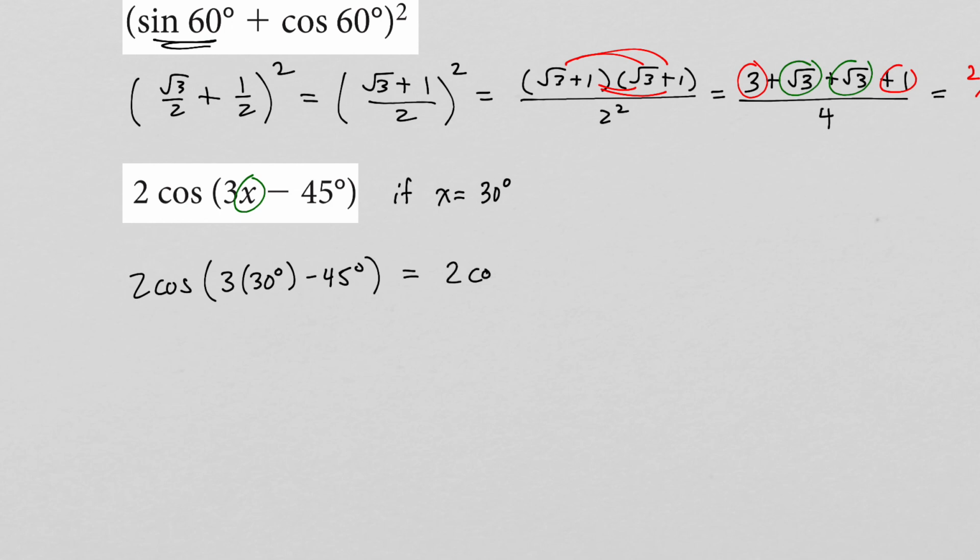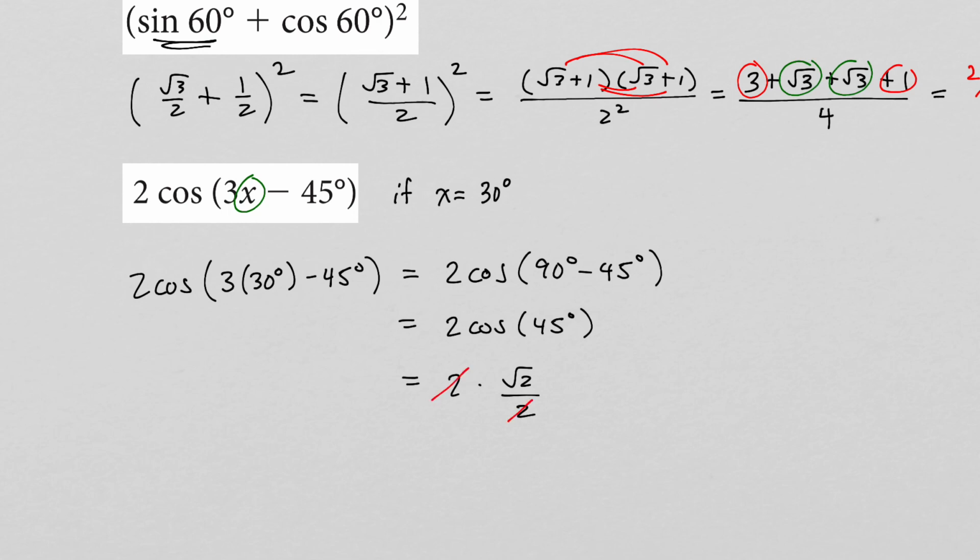Now let's do the math here. 3 times 30 degrees is 90 degrees, minus 45 degrees. 90 minus 45 is 45. And the cosine of 45 degrees, it's up in the table there, is radical 2 over 2. And then now the 2's simply cancel out, and we end up getting radical 2.